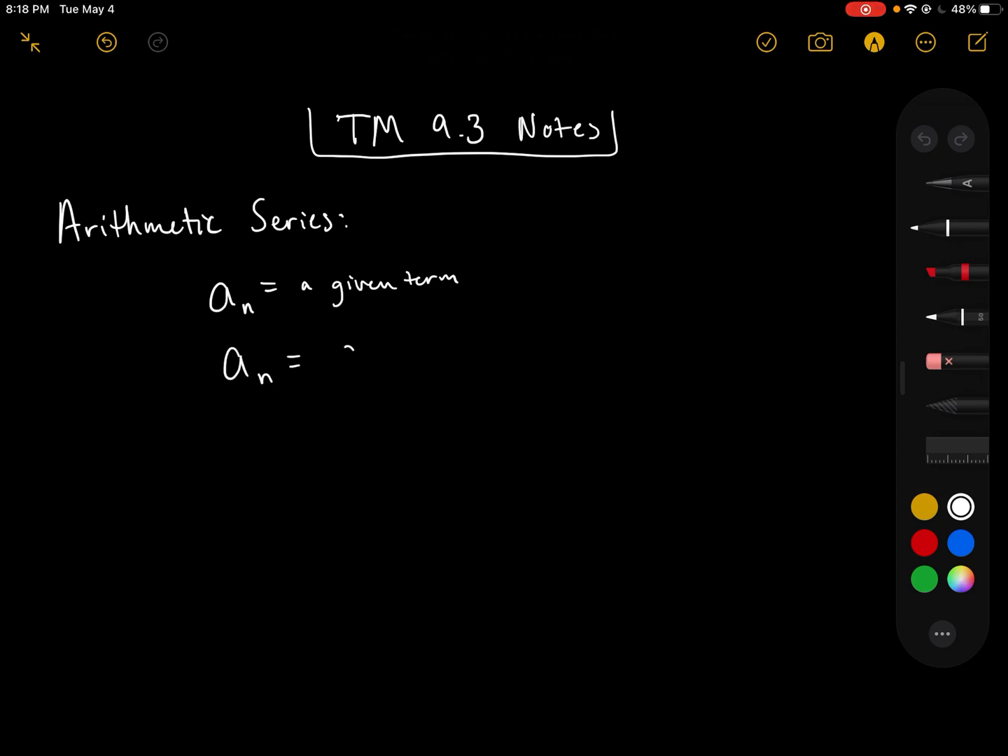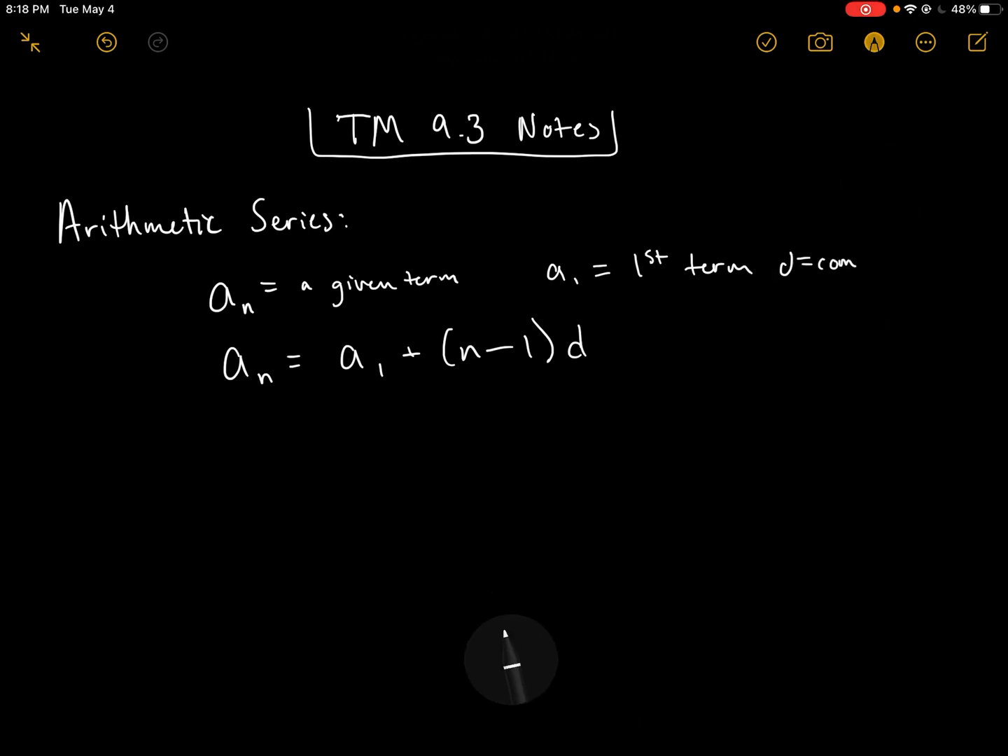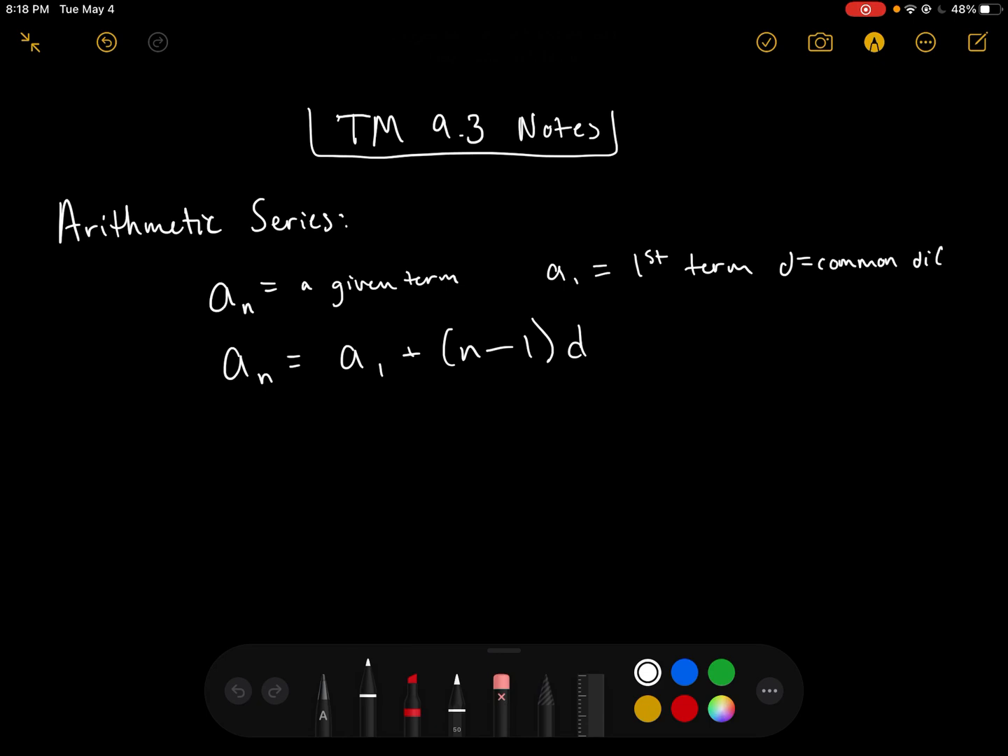For arithmetic sequences and series, to find a given term, we define it as our first term plus the number of that term minus 1 times our common difference. So a subscript 1 is our first term, d is our common difference, and n is the number of the term. So that's our first formula.